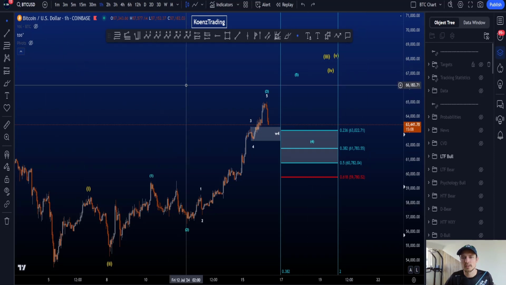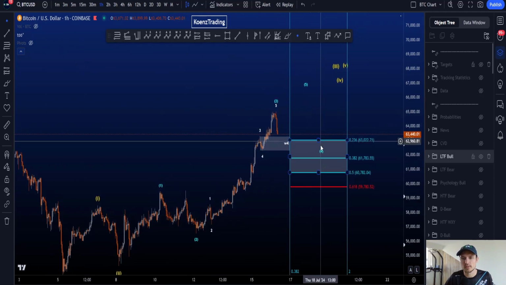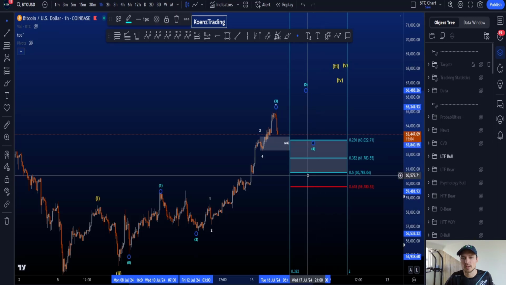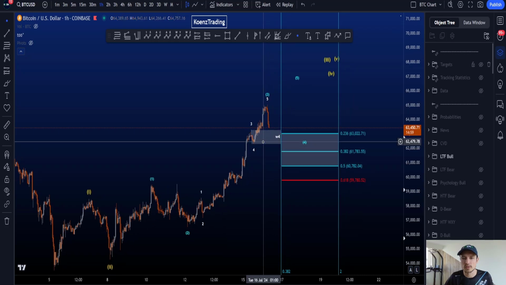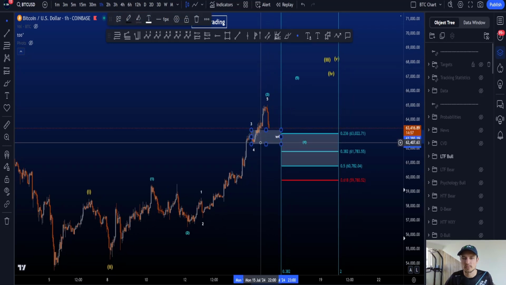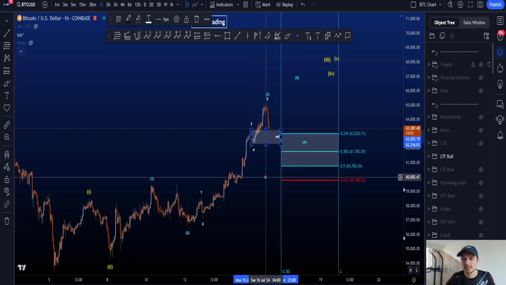Now what is common is for a wave 4 of a higher degree, meaning in this case the wave 4 in blue, to retrace to at least the price action of a wave 4 of a lower degree, which is what this white box here represents, as that is the lower degree wave 4 in white between 63.3K and 62.3K.